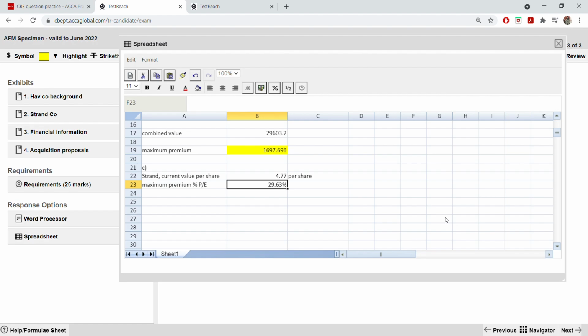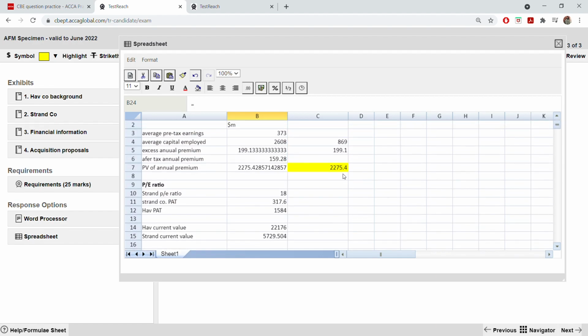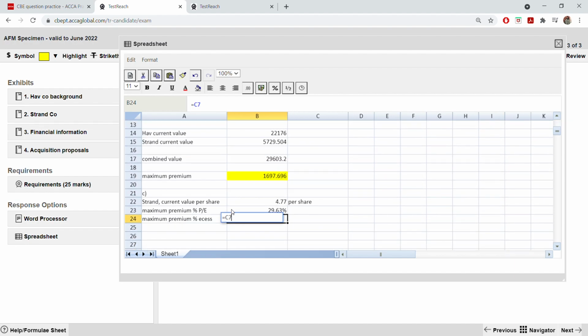Okay, which is 29.63 percentage. Now the same thing you have to do, but for the excess earnings method. So maximum premium based on excess earnings method. Excess earning, so it's the same way. You see here, equal to, what is the excess earning? It is this. Divide by the same, the strength company's value only. So this also you can take from here as a percentage, which is 39.71%.